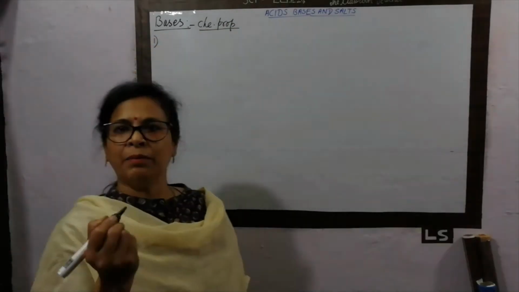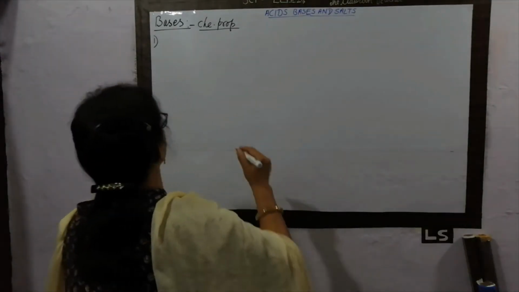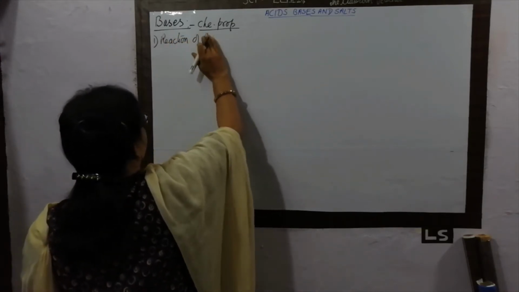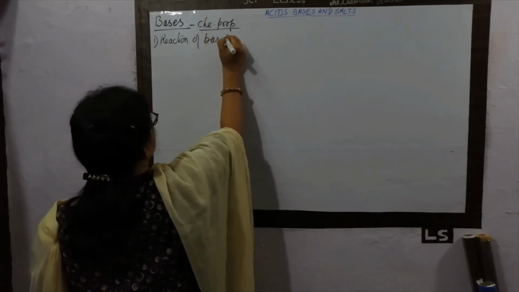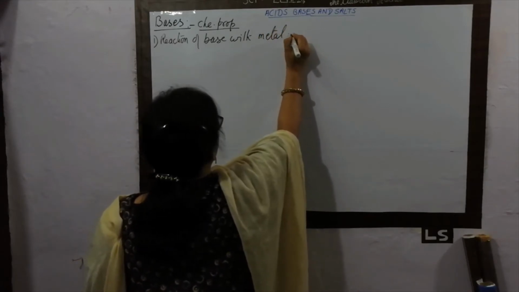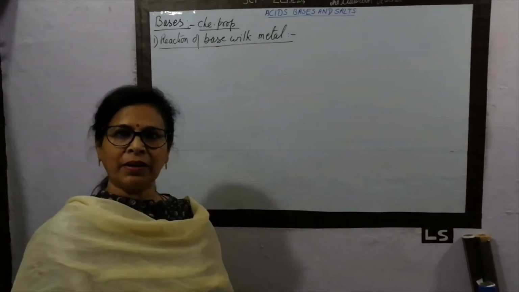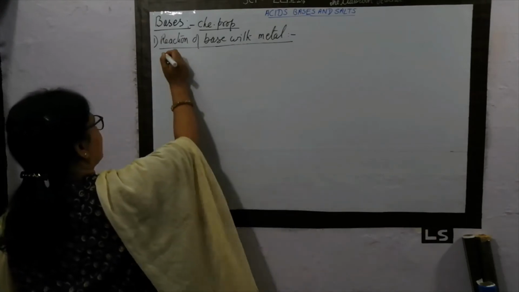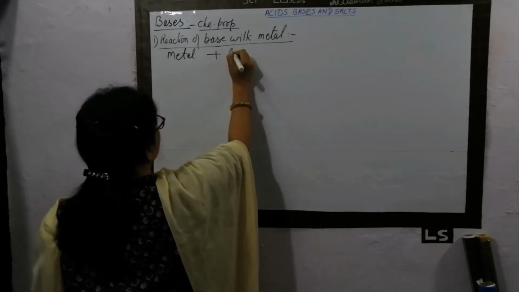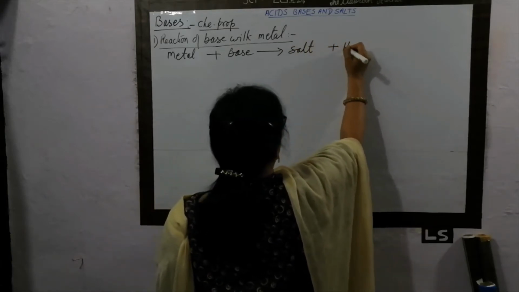Okay. Now what is the first chemical property? When a base combines with a metal, again they form salt and hydrogen. Reaction of base with metal. What happens when the base combines with metal? It forms salt. When metal combines with base, salt is formed with the release of hydrogen gas.